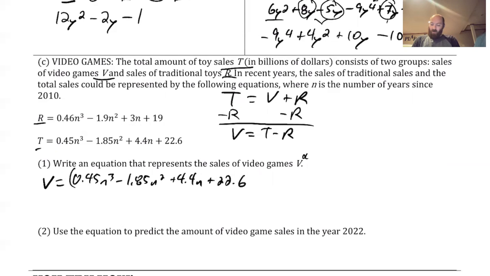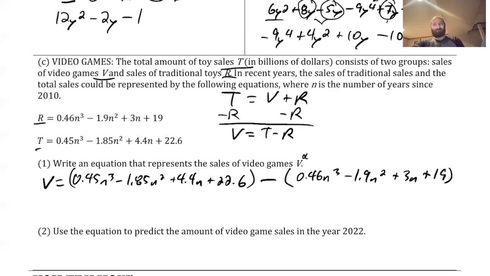So that's the T minus 0.46 n cubed minus 1.9 n squared plus 3n plus 19. Okay, so when it wants this equation, we are going to go ahead and just do this.